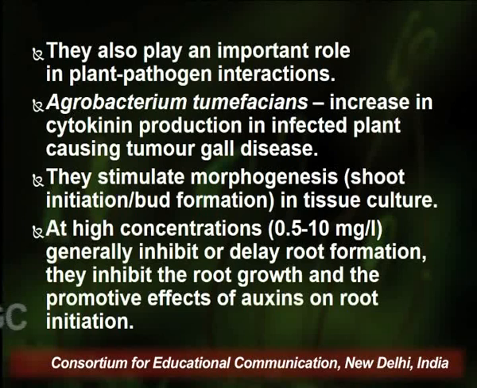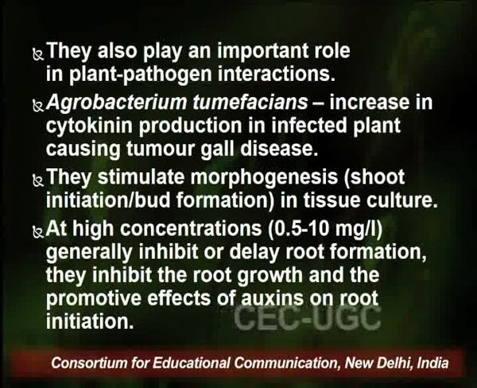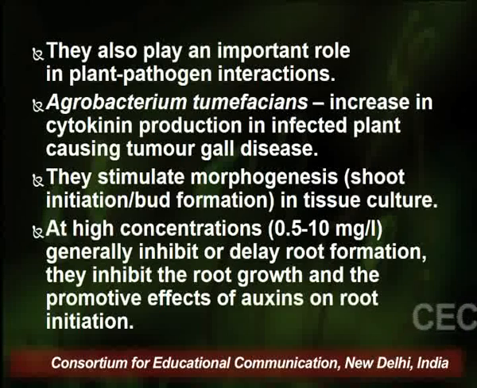Now, cytokinins also stimulate morphogenesis in shoots, and it has been observed in tissue culture studies that they initiate the formation of buds, and once the bud is initiated, they also lead to the growth of the bud by virtue of their effect on cell division. Now, whenever cytokinins are used in higher concentration, they generally inhibit or delay root formation, and they inhibit the root growth and the promotive effect of auxin on root initiation. This is another example where cytokinins antagonize the actions of auxin, because we know that auxins cause the induction of root growth or root formation, whereas when cytokinins are applied in higher concentration, they delay root formation and inhibit root growth.